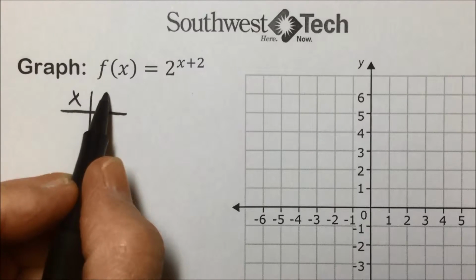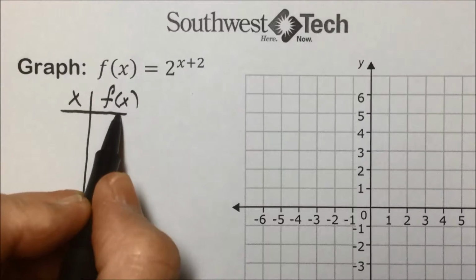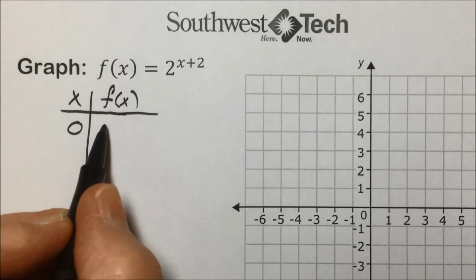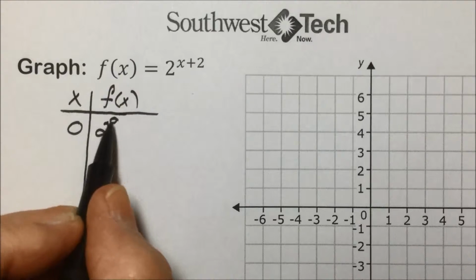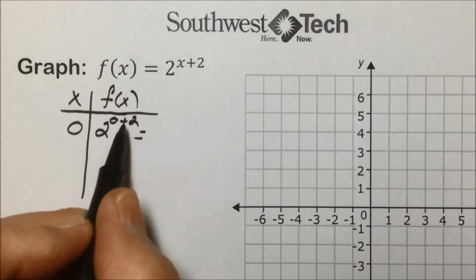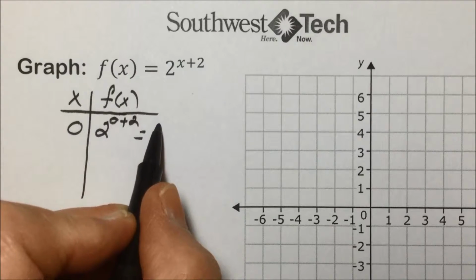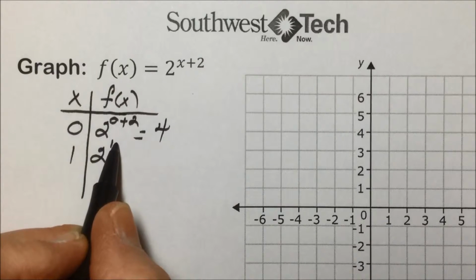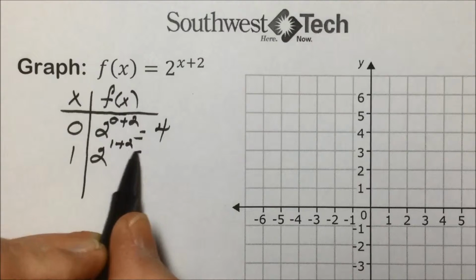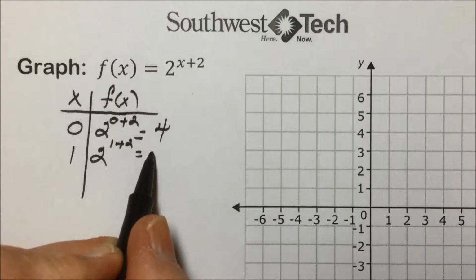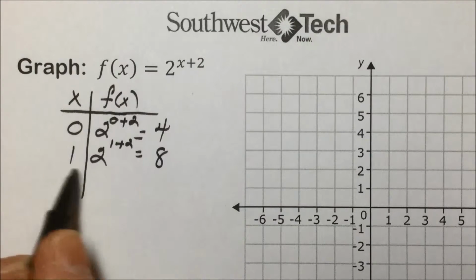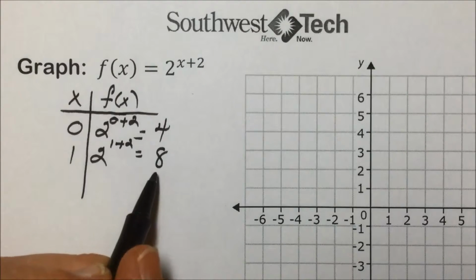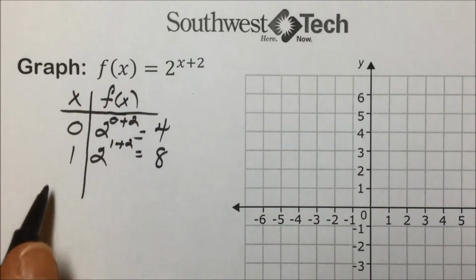So we will plug various x values into our function. Let's start with x equals 0. We will have 2 to the 0 plus 2, which would be 2 to the second power. 2 to the second power is 4. If we put a 1, we'll have 2 to the 1 plus 2, which is 2 to the third power. 2 to the third power is 8. We can see our x values, as they increase, are going to give us larger and larger y's.